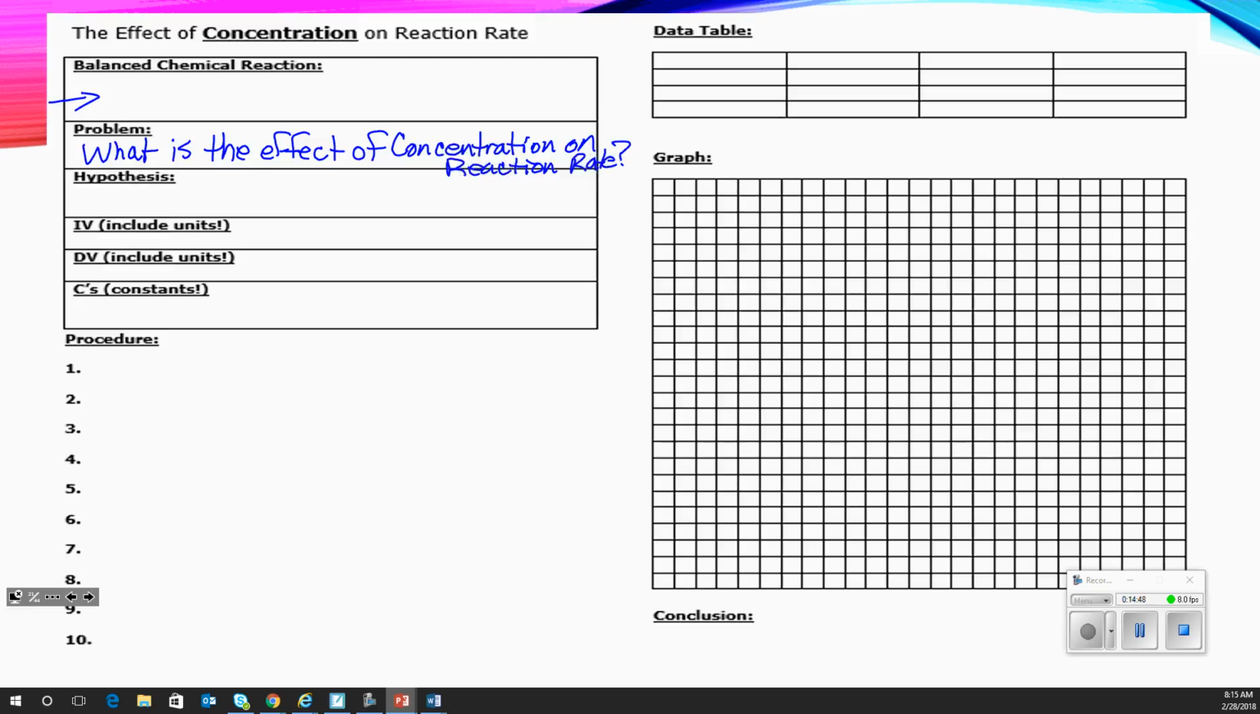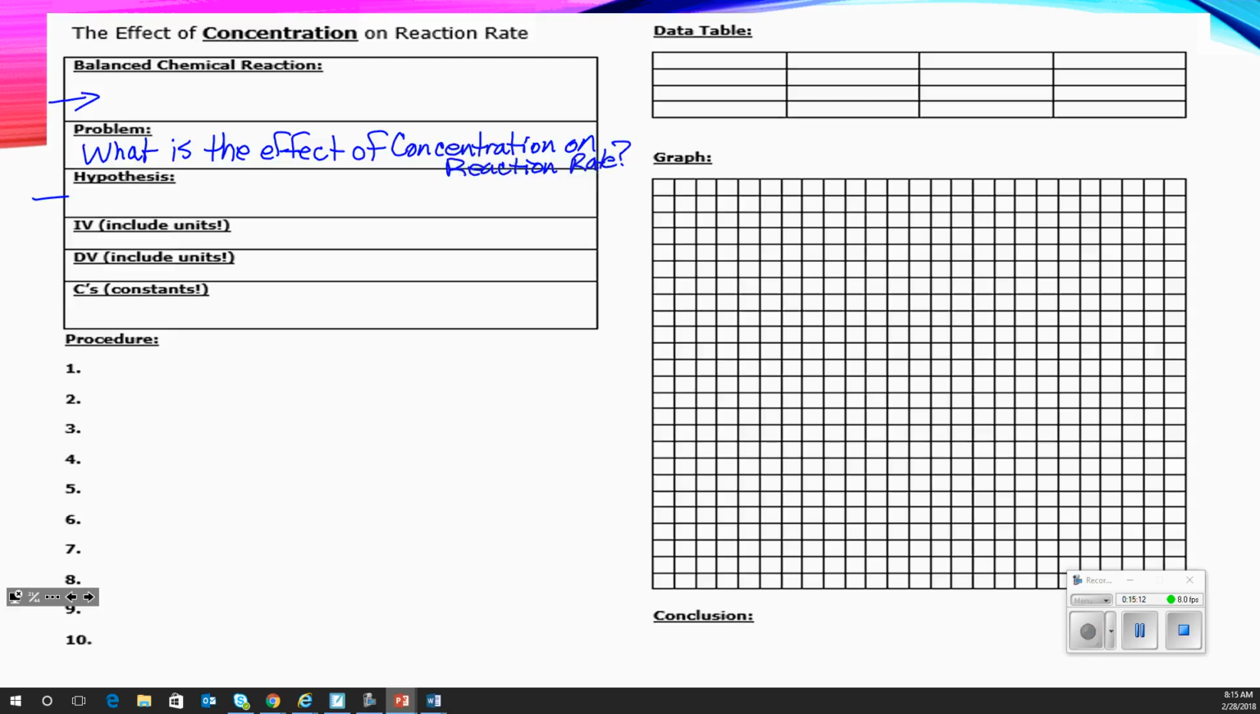Okay, yes? So for a problem, do you put... And then you put that. Whatever you're testing, yeah. Reaction rate, you put that every time. So what is the effect of what on the reaction rate? Okay? All right, so you've written your hypothesis. Everybody there? Okay, now we're going to IV.